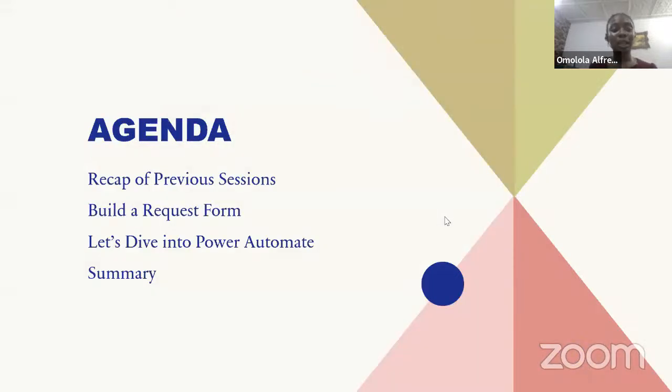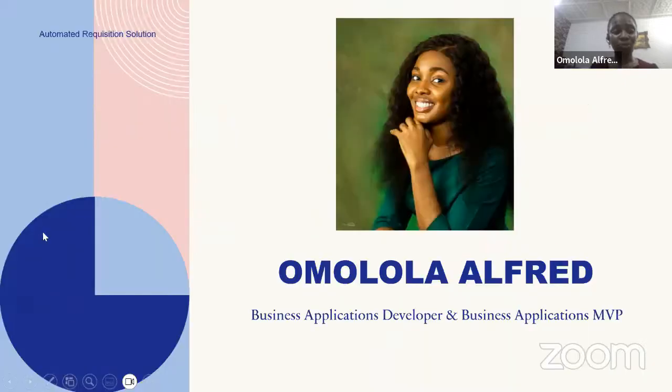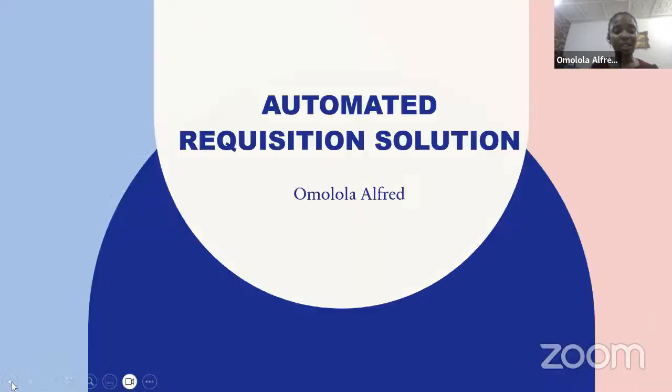So today we'll do a recap of previous sessions. We're going to build a request form, and we will dive into Power Automate. So you might be wondering, what exactly do we want to do? Our agenda for today is basically to build an automated requisition solution. So what is a requisition solution?